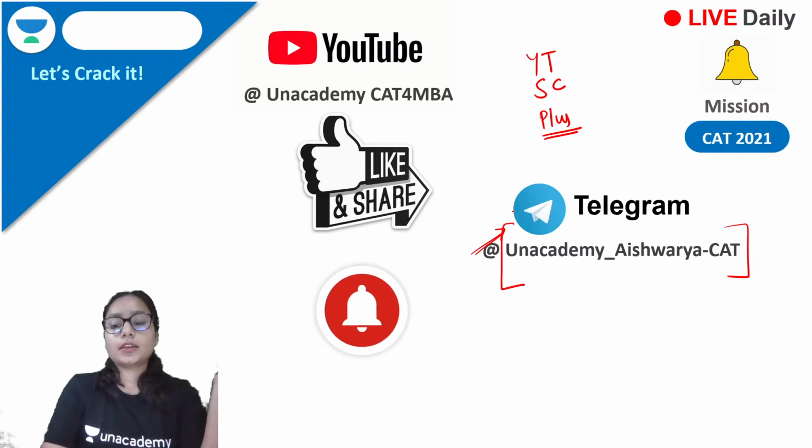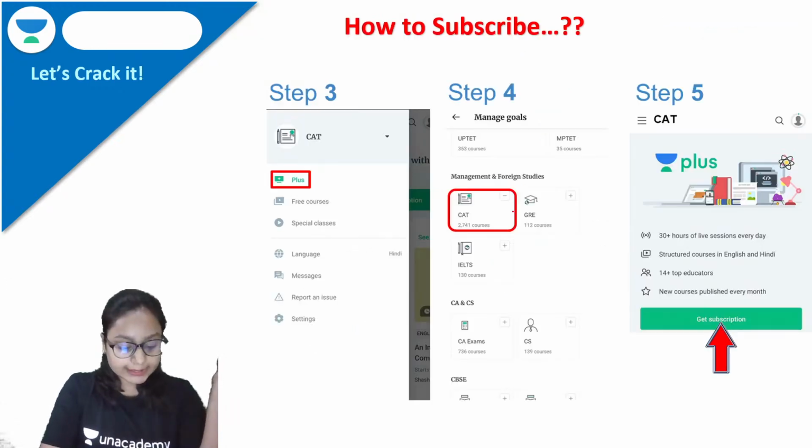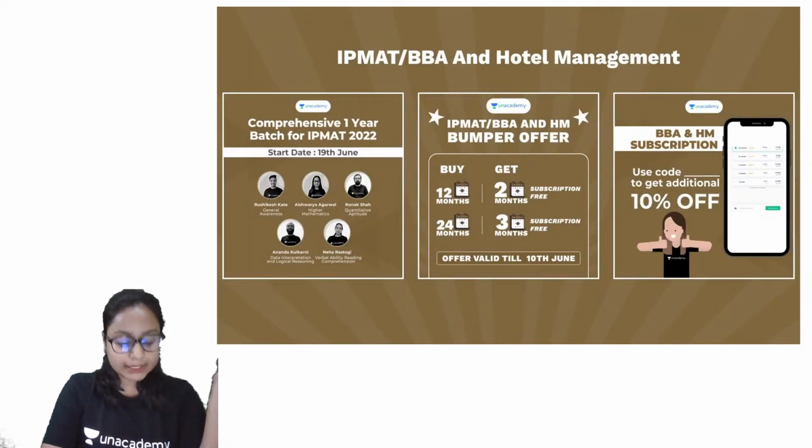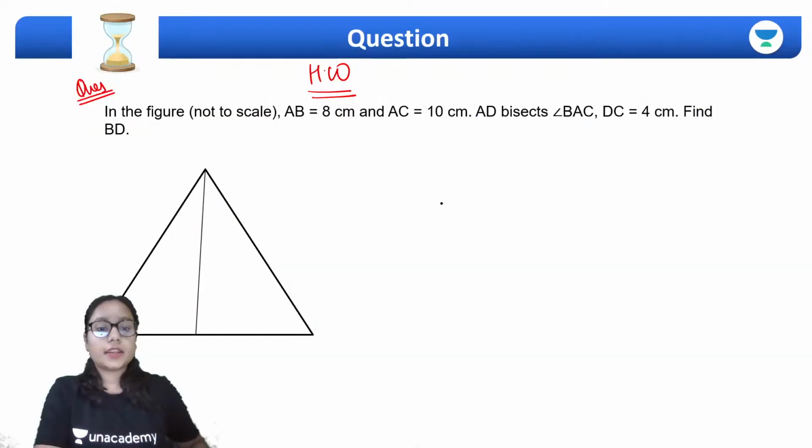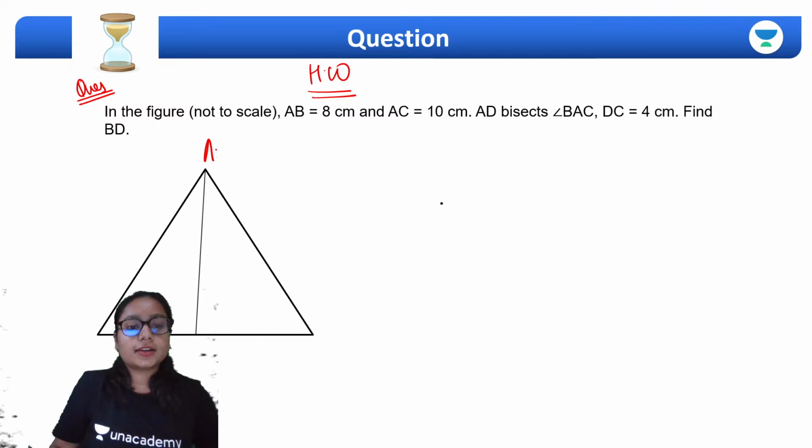Yes, in this question, can you mark A, B, C? And this is point D.